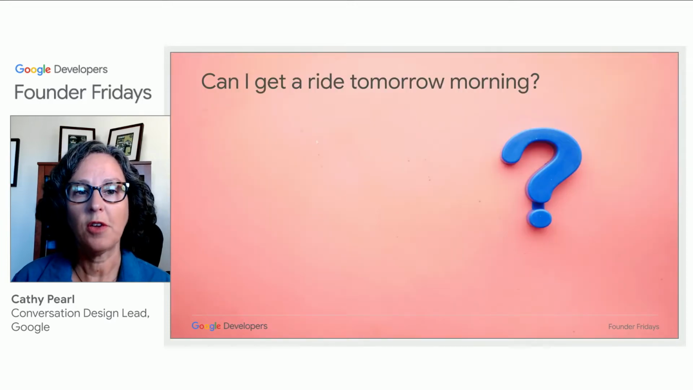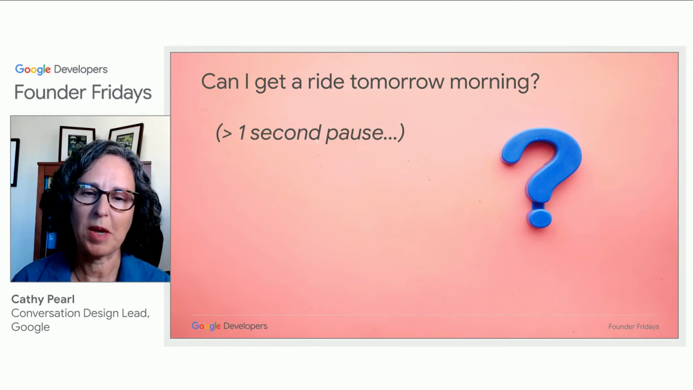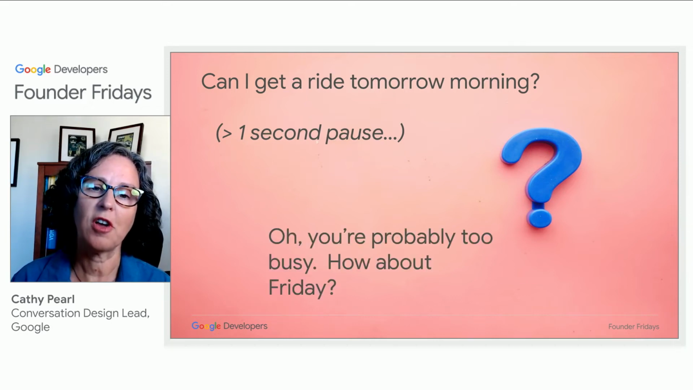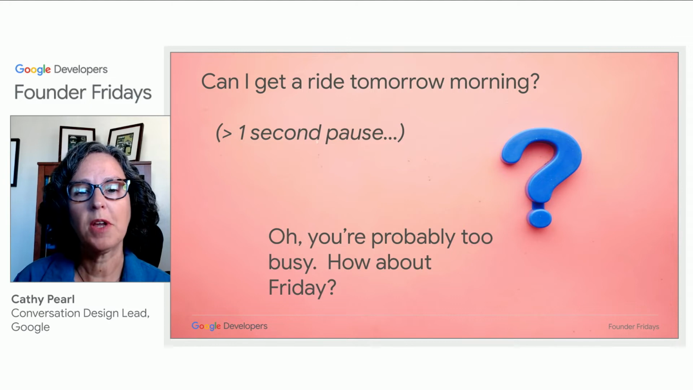What if I said to you, "Can I get a ride tomorrow morning?" And a very small amount of time passed without you speaking, let's say almost a second. Well, even though you haven't said anything, you've already told me something important, which is you probably can't or won't be able to give me a ride. So even though it's your turn to talk, I'll probably jump in and say, "Oh, you're probably too busy. How about Friday?" Here's an example where important information is being communicated just in silence. And again, this is the kind of thing that computers have a real hard time with.